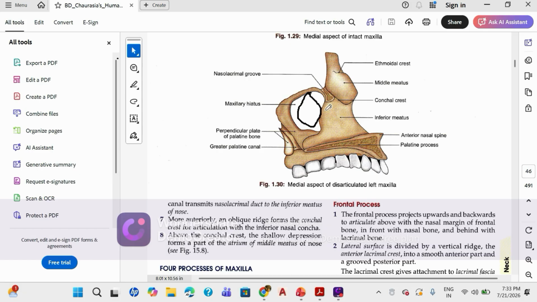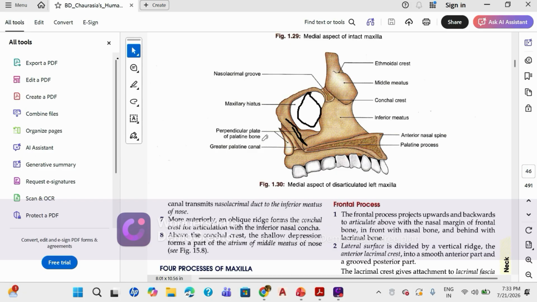This hiatus is closed completely by the ethmoidal and the lacrimal bone. Behind this, there is a rough impression for the perpendicular plate of the palatine bone. This is the perpendicular plate of the palatine bone.